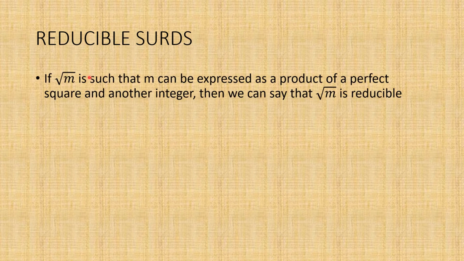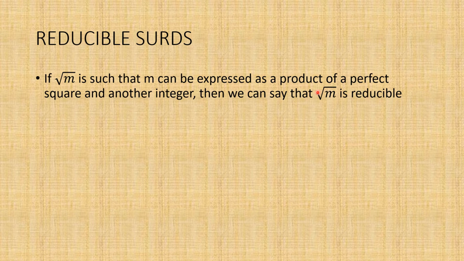So last time we looked at surds, an introduction on surds. So now we are continuing with the definition. If I have the root of m, and m can be expressed as a product of a perfect square and an integer, then we can say that root m is reducible.